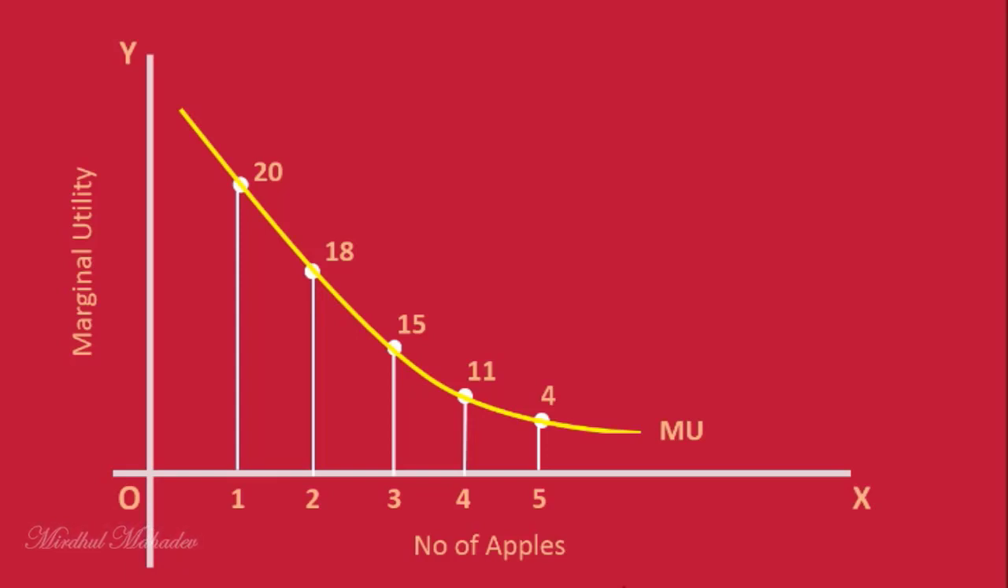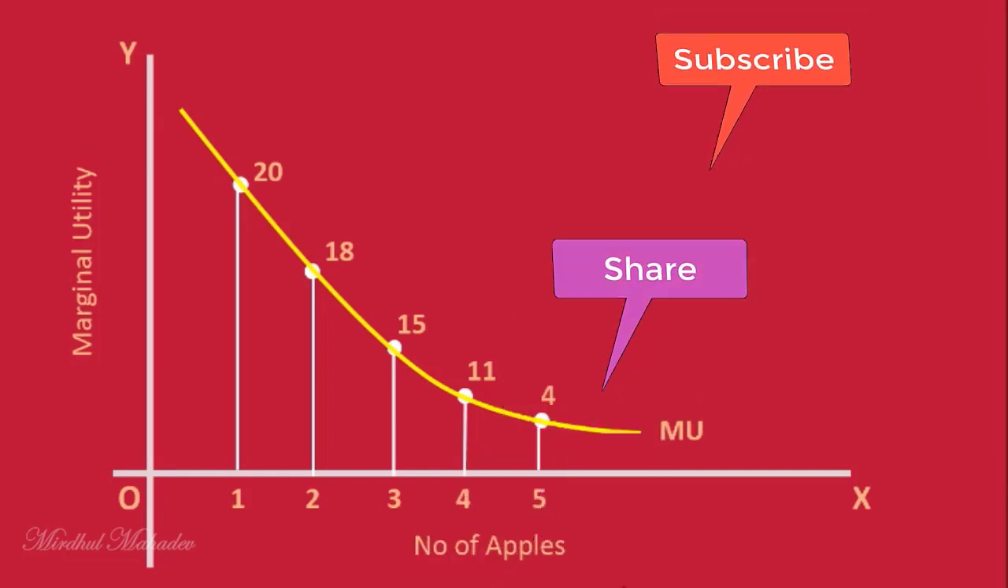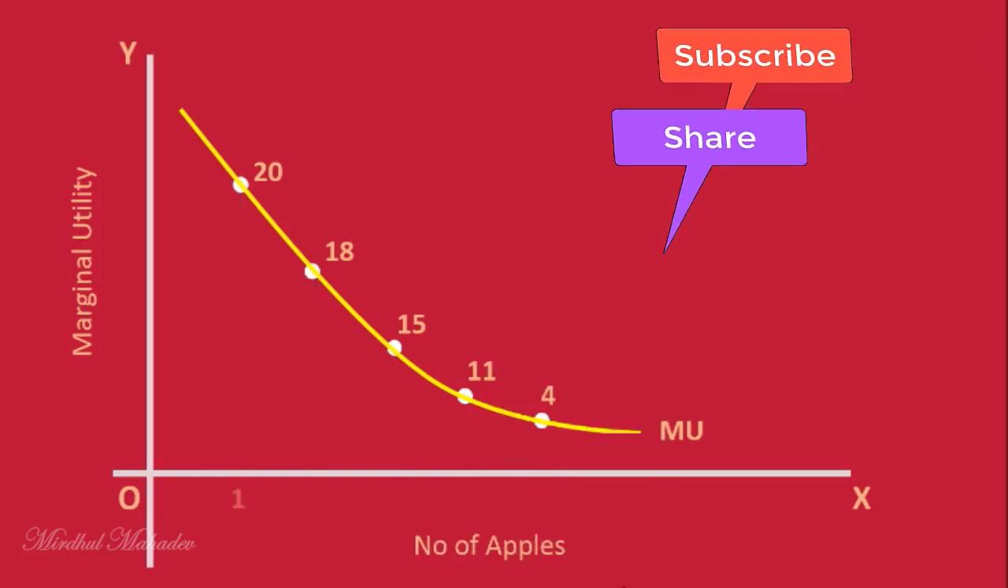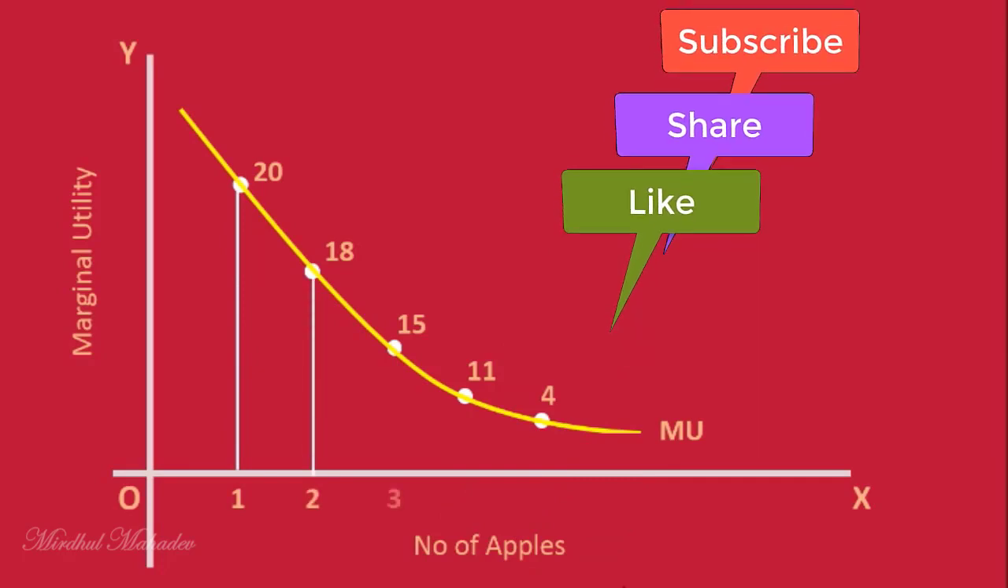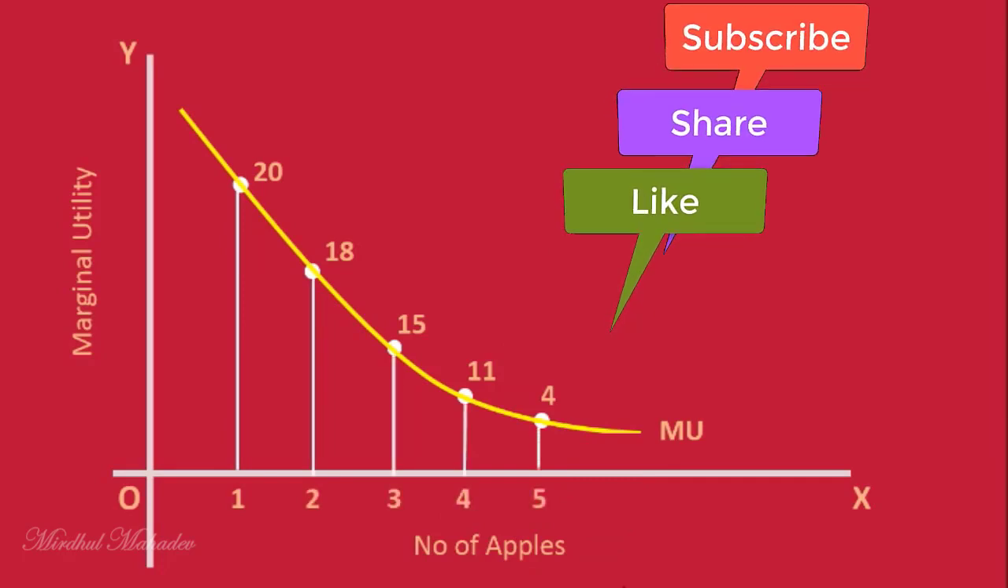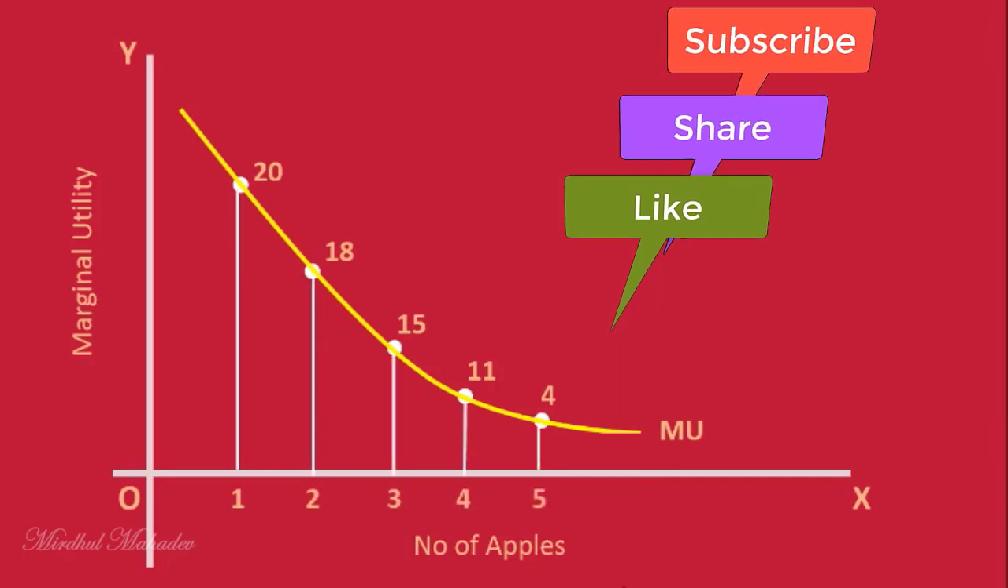As additions are made to the stock of apples, the new additions bring in less and less marginal utility to the consumer. In short, with every increase in stock, the marginal utility diminishes.